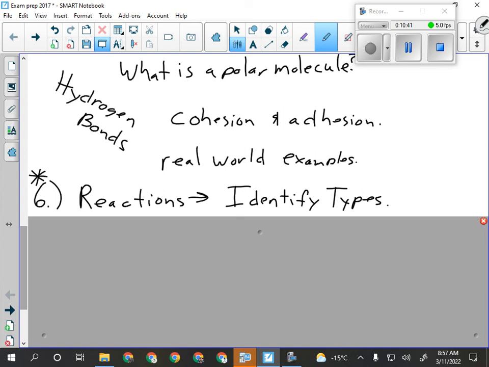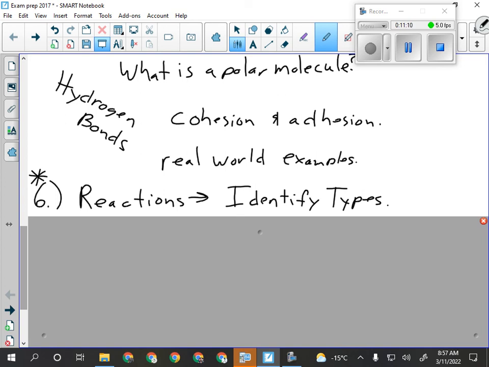Reactions. If there is one thing on this test that is worth way more marks than anything else, it's reactions. I don't know what the exact percentage is, but when I made up the test and then made up the key, it really felt like half the test was reactions, marks-wise. It's big, because I can test almost everything else in the unit by having you write out chemical reactions.